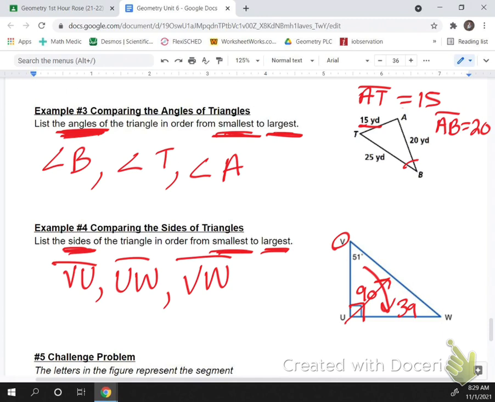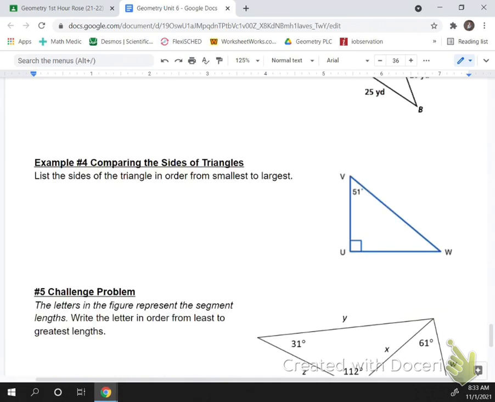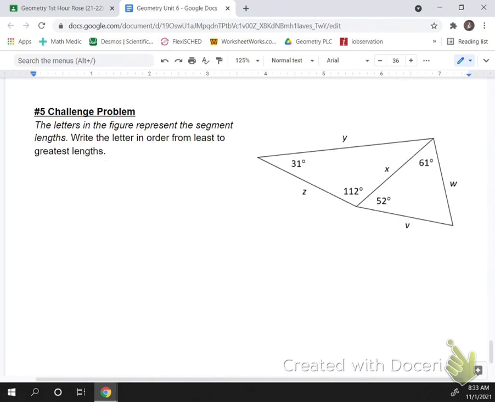All right, we got one more problem. The letters in the figure represent the segment lengths. So X, Y, and Z are these segments, okay? V, W. Write the letters in order from least to greatest. What I would recommend is you start with individual triangles. Let's see what you can do in your teams. Ready, set, go.